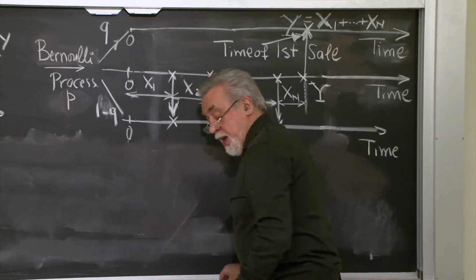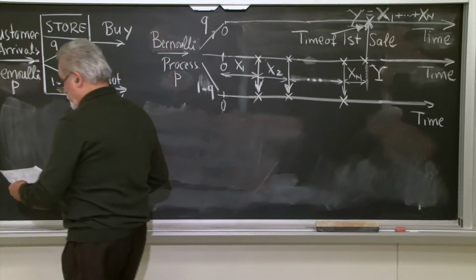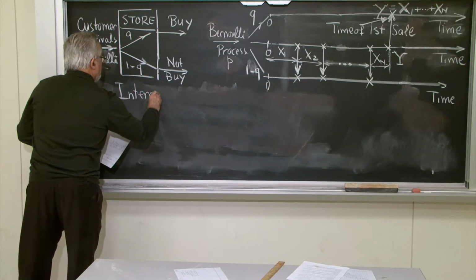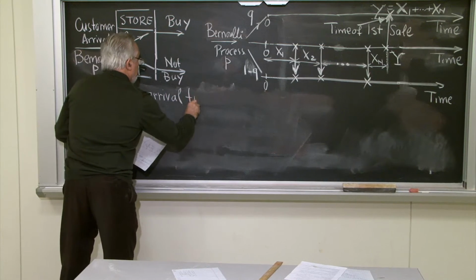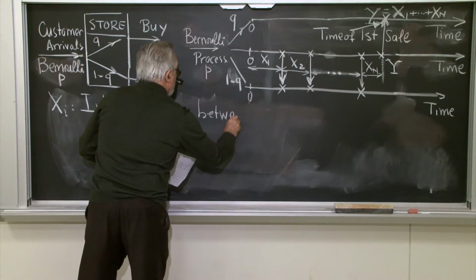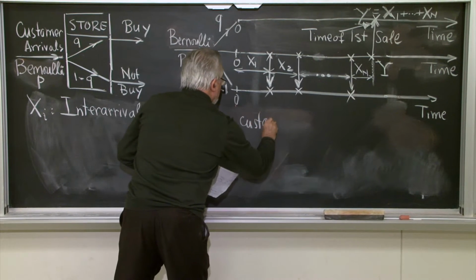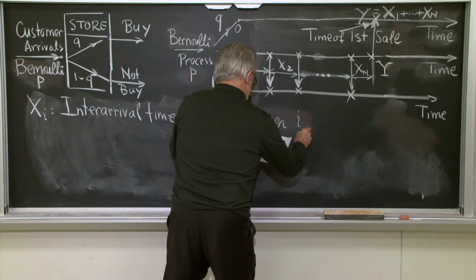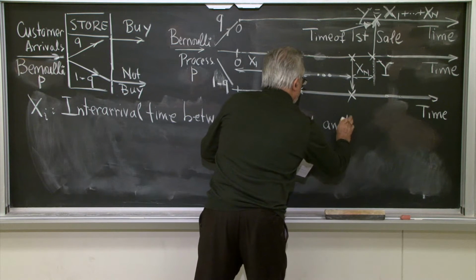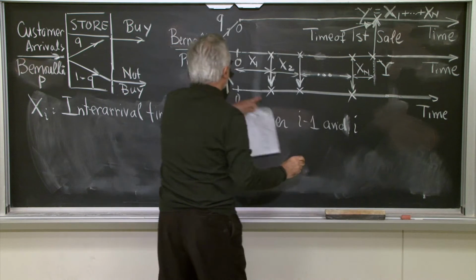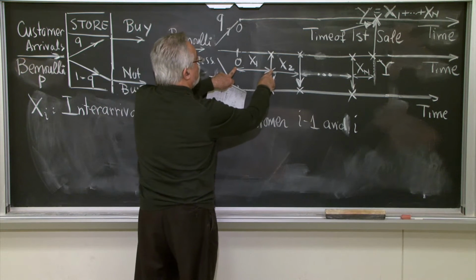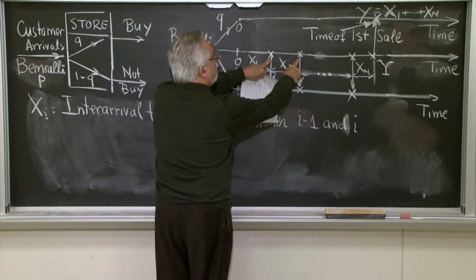So let's define our variables here. Xi is the inter-arrival time between customer i minus 1 and i. Okay, customer 0 is that hypothetical customer here. So as you see in the figure, X1 is the time up to the arrival of the first customer, X2 is the time up to arrival of the second customer, and so on.